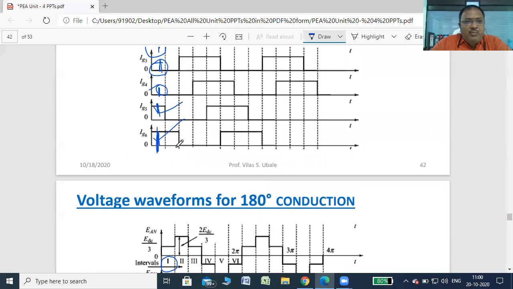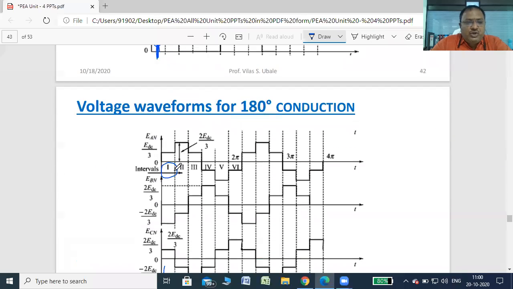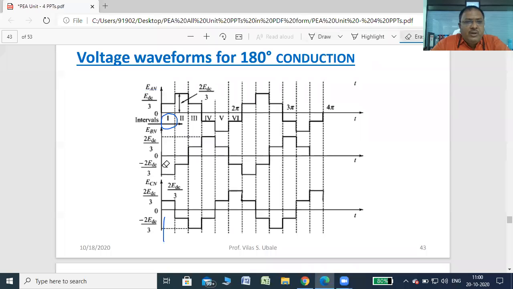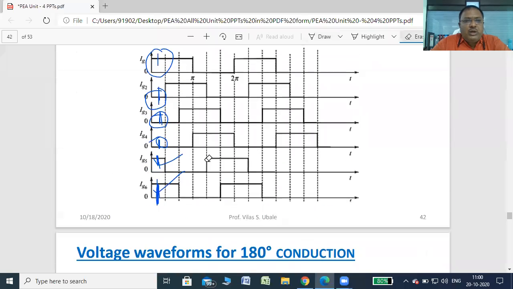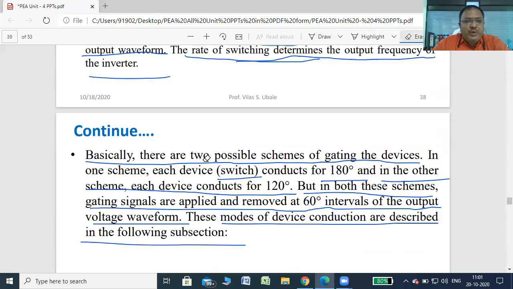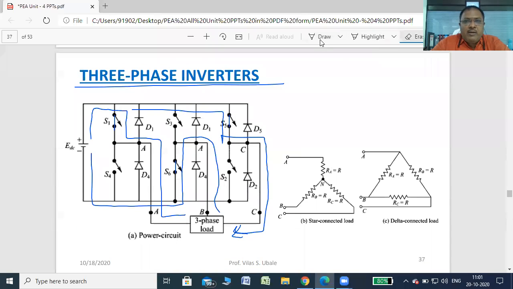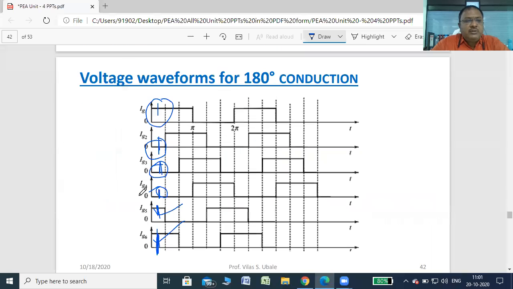Next, this time what happens? See, the output voltage, that is phase A. This is called phase A or phase voltage EAN. Phase voltage EAN is positive and it is equal to EDC by 3, right? Then this time phase B is equal to minus twice EDC by 3, because the voltage is coming from phase A and phase C and leaving from phase B. So phase B equals minus twice EDC by 3.